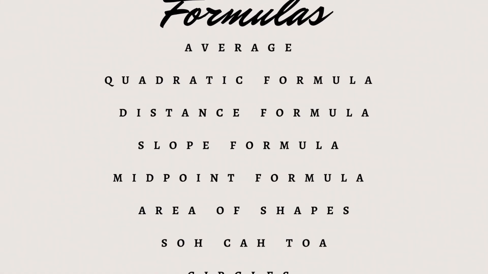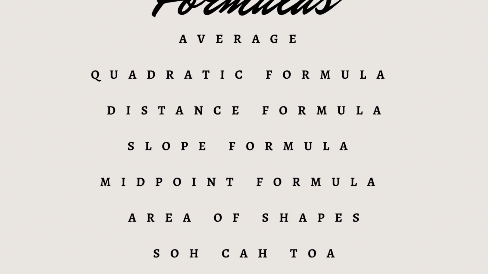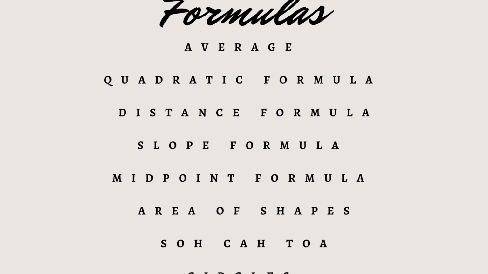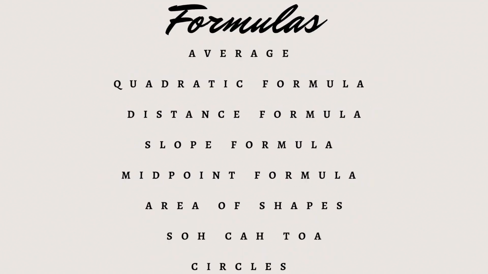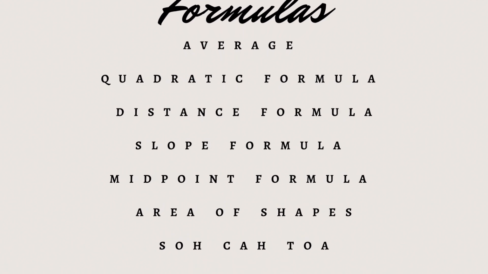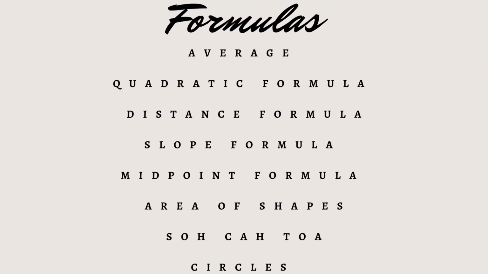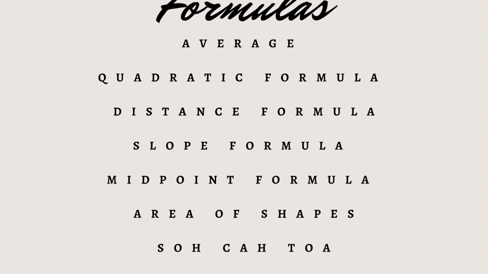Your formulas are: average, adding all the values, then dividing by the number of terms. Probability, target outcomes over total outcomes. Quadratic formula, x equals -b plus or minus the square root of b squared minus 4ac, all over 2a.